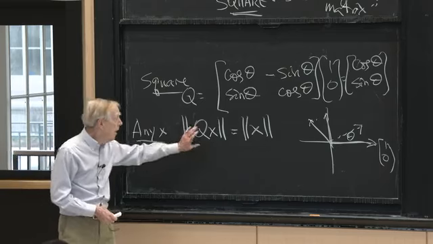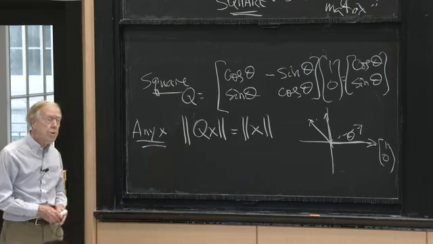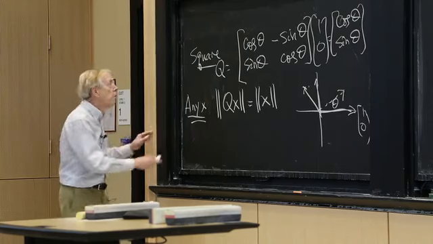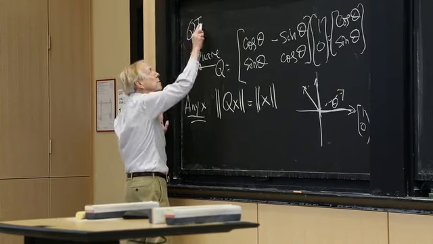Can we just see why that's true? What do we have to go on? What we have to go on is Q transpose Q equals I.